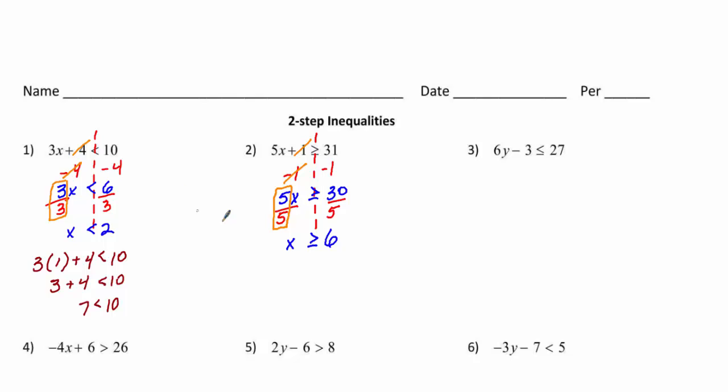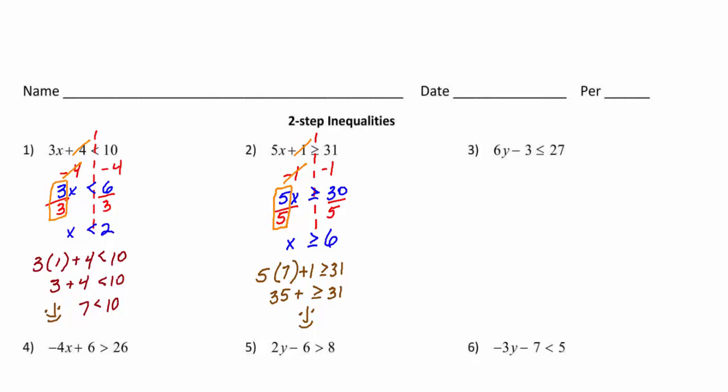And to check our work, we go through and say, all right, let's take 5 times a number greater than 6. Let's take 7. 5 times 7 plus 1, is that greater than or equal to 31? And yes, it is. 35 plus 1 is greater than or equal to 31. We did that right. Didn't give myself credit over here. Got to give myself credit. Did that right.